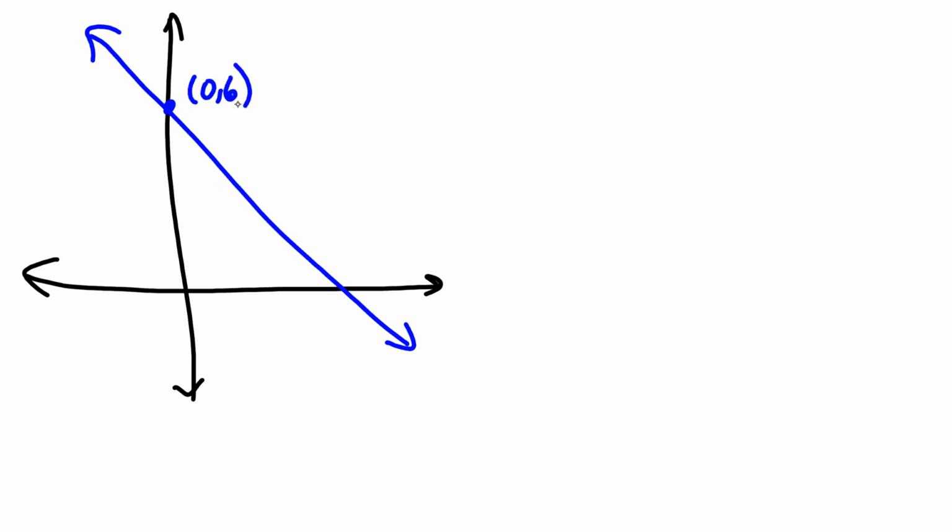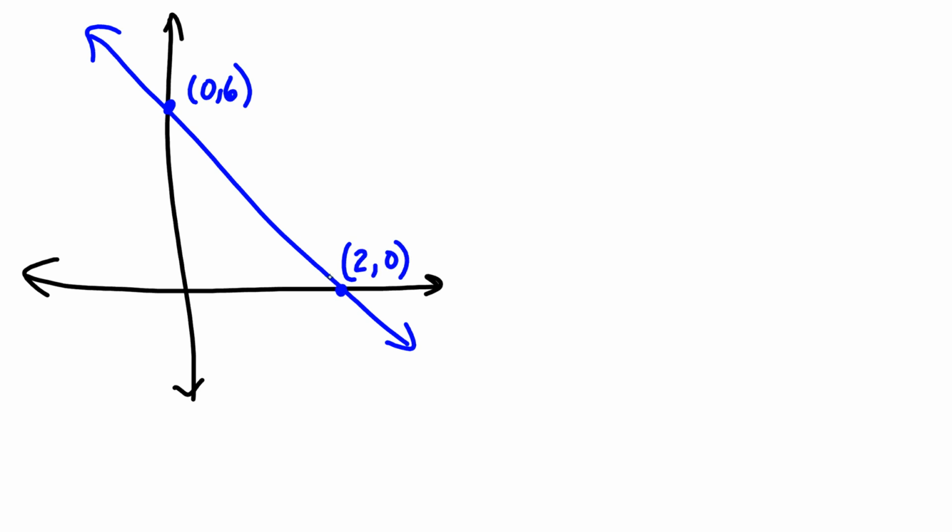What if we have some line and that line passes through (0, 6) and (2, 0)?